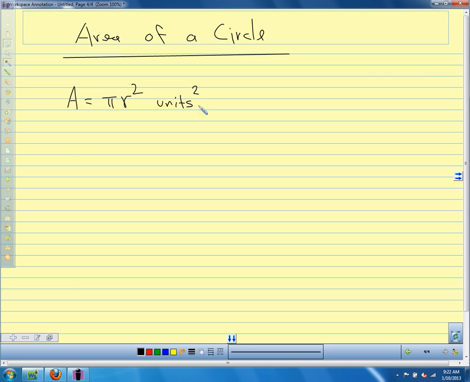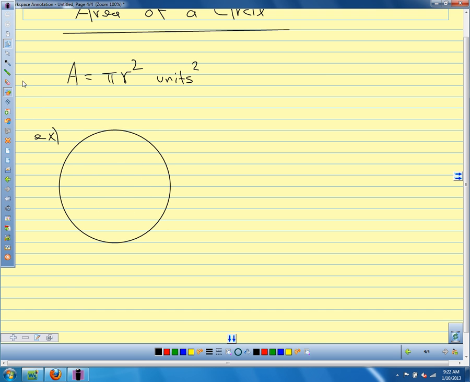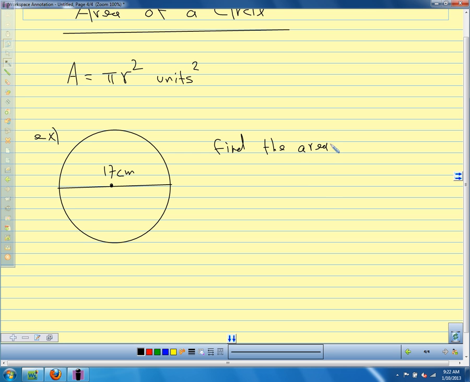So this is an easy formula to remember. Let's look at a couple of examples of working with the area formula. Here's my first one. We'll draw a picture for this one. Here's my circle, and this is 17 centimeters, and we want to find the area.